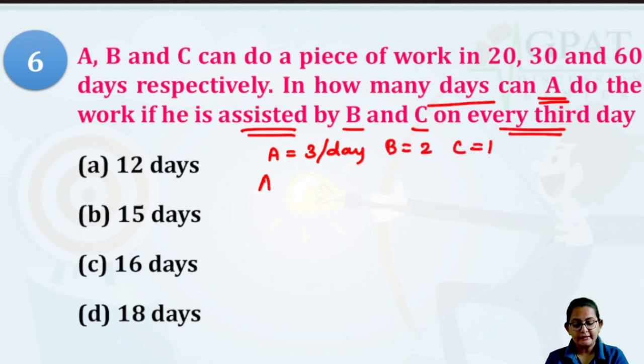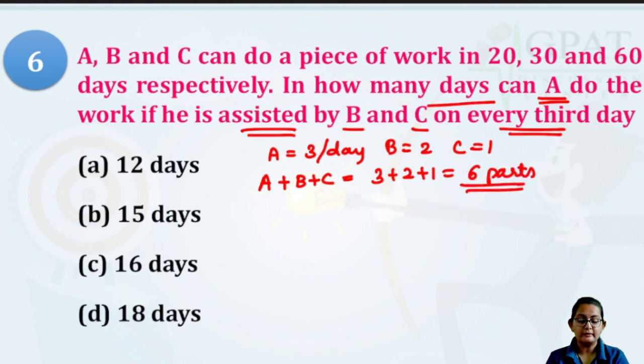Now if they are together, how much work can they do? 3 plus 2 plus 1. That means in one day they can complete 6 parts of the work if they are together.